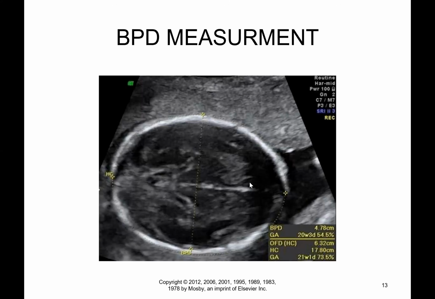So this is what you want the head to look like before you do the biparietal diameter and the head circumference. So to do the biparietal diameter, the BPD, you're measuring from side to side basically of the head. So you'd start from the outer part of the skull, and you would go straight down through the thalamus to the inner part of the skull. And that will calculate your dates.